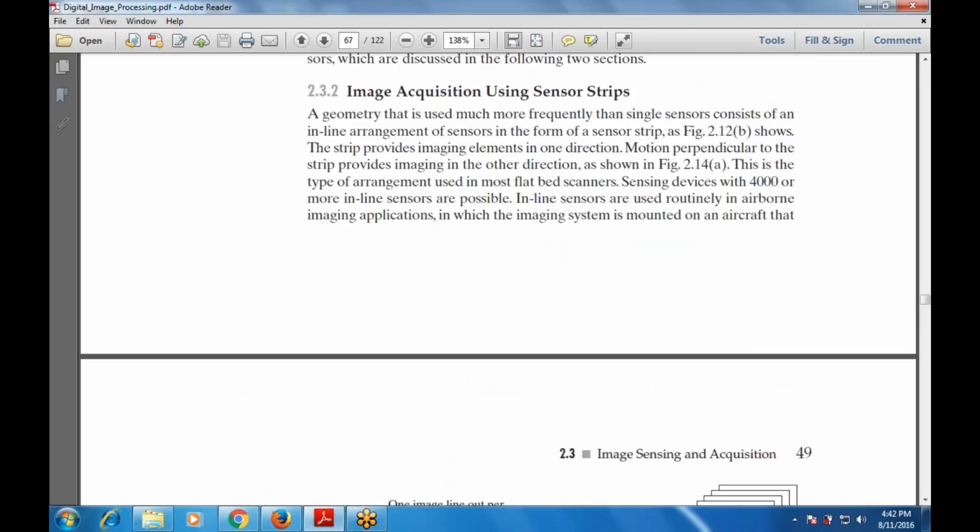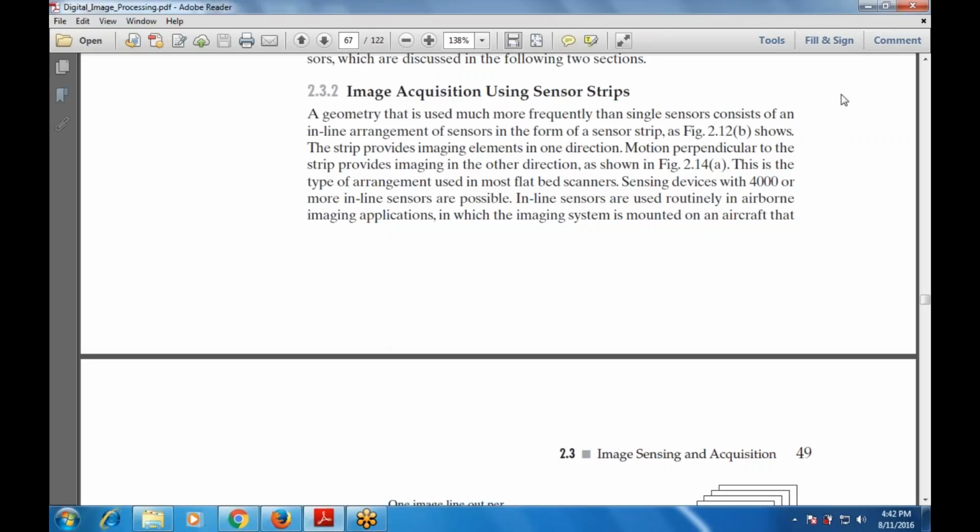When we talk about using a sensor strip, it consists of an inline arrangement of sensors in the form of a strip. This strip provides imaging elements in one direction, and the motion perpendicular to the strip provides imaging in the other direction. This is the type of arrangement used in most flatbed scanners.